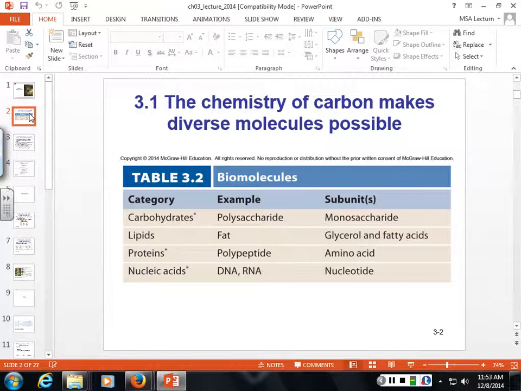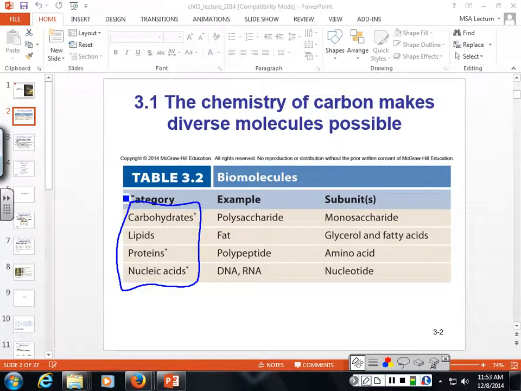Okay, these are the 4 biomolecules, bio meaning life, and molecules we've talked about, combinations of elements and atoms. So we have carbohydrates, lipids, proteins, and nucleic acids. These are the 4 major categories. Then they give you some examples here, and then they tell you the subunits.